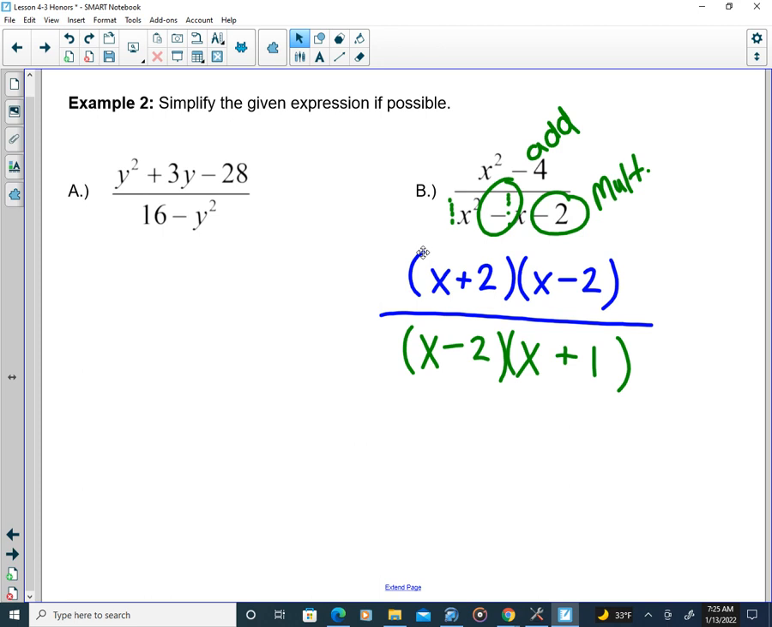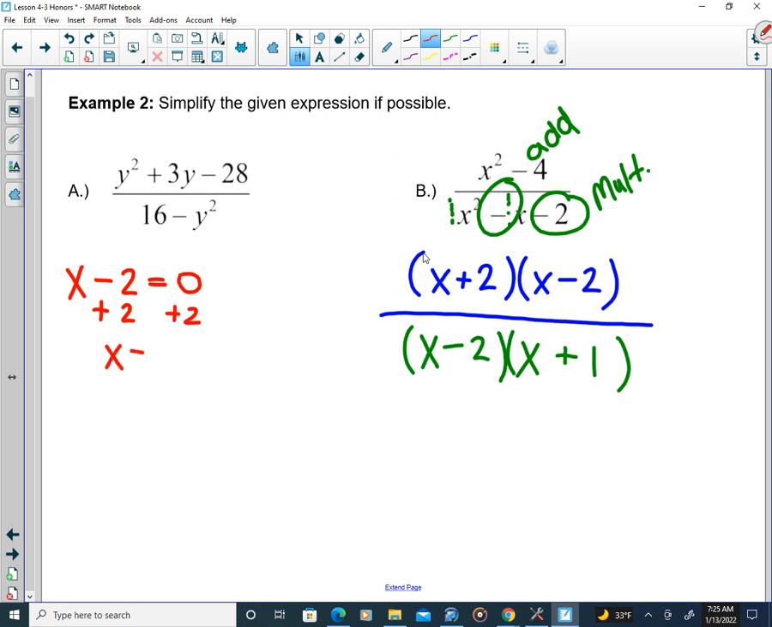Okay, so before we cancel things out, let's find our restrictions. So we have two factors in the bottom that contain x. So I'm going to have two restrictions. So to find my first restriction, let's set x minus 2 equal to 0. Add 2 to both sides, we get x equals 2. To find my second restriction, take x plus 1, set that equal to 0. Subtract 1, we get x equals -1.